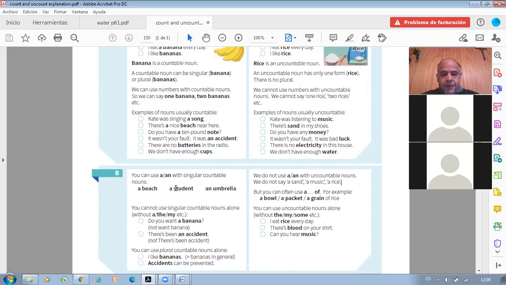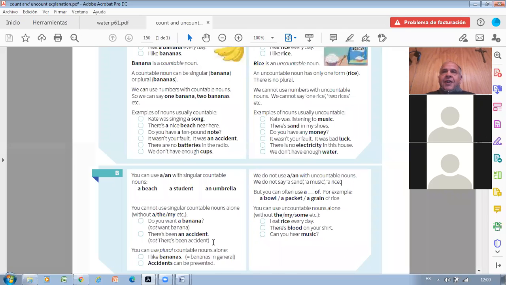Okay. You can use a or an with singular countable nouns: a beach, a student, an umbrella. You cannot use singular countable nouns alone, without a, the, or my, etc. Do you want a banana? Not "want banana." There has been an accident, not "there's been accident."